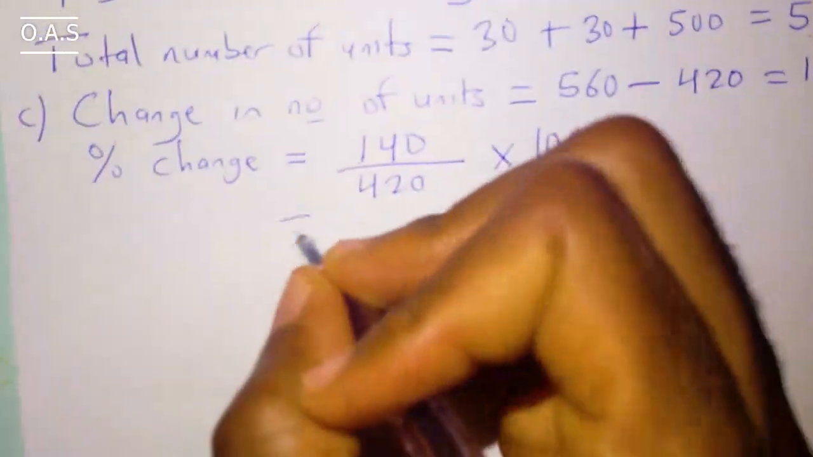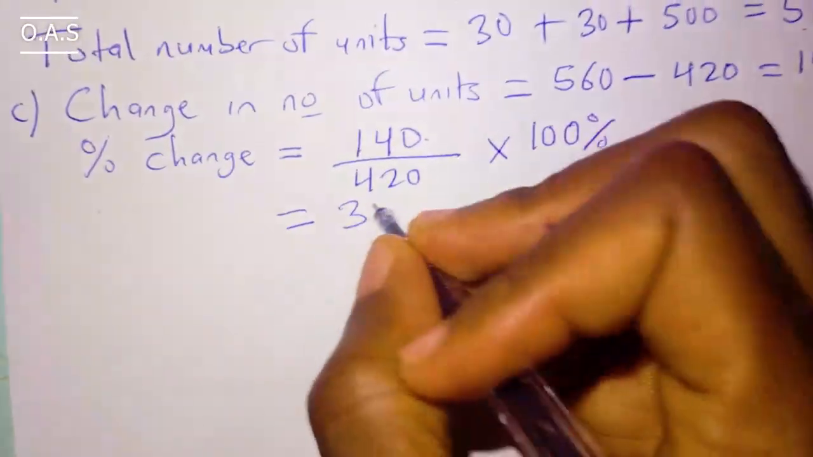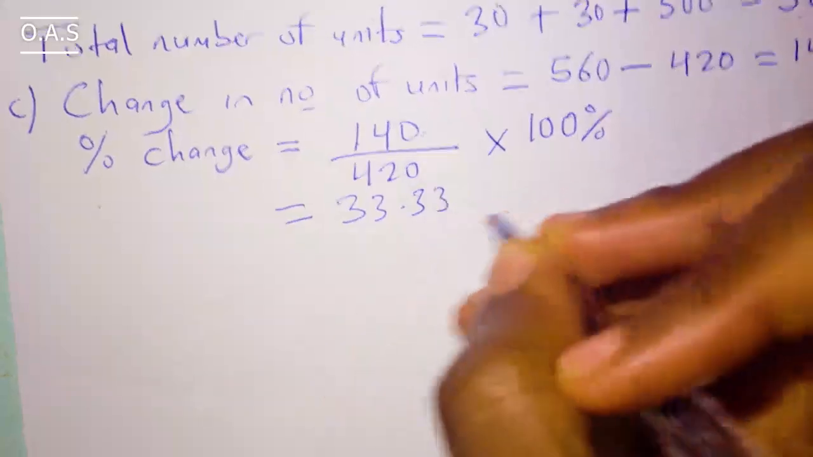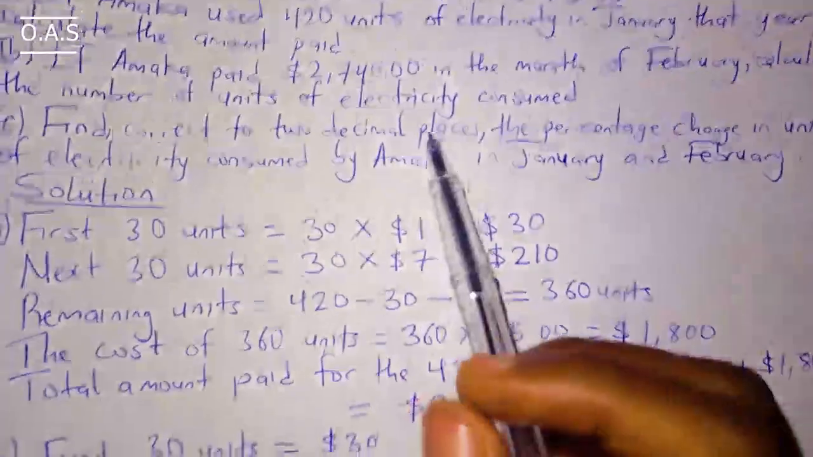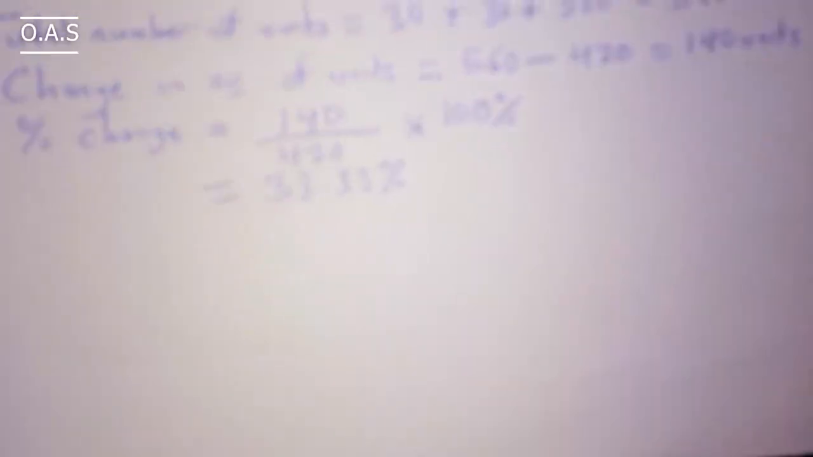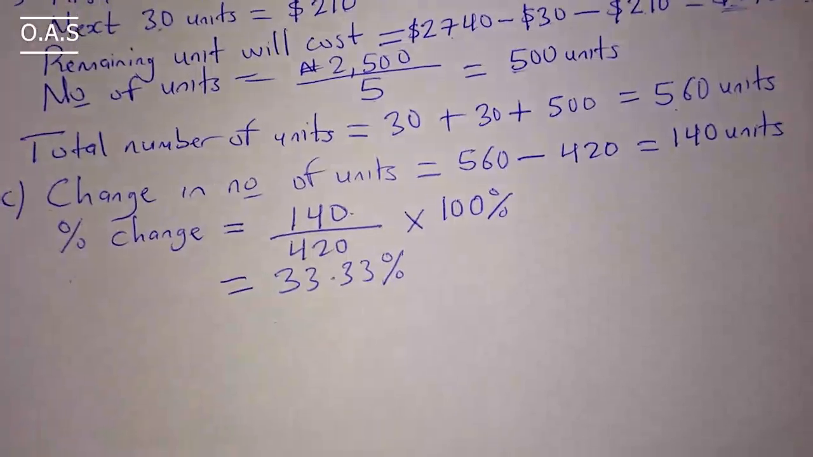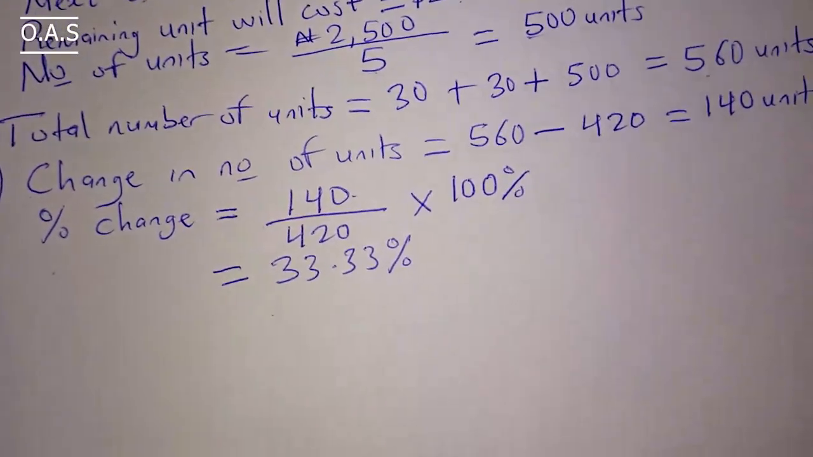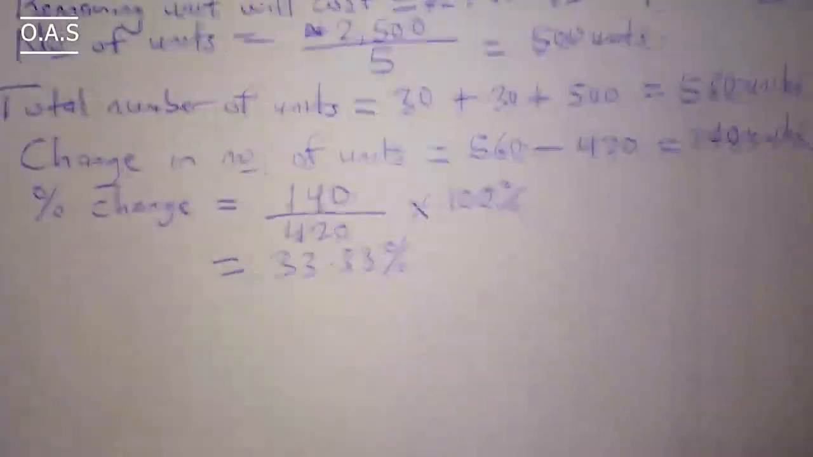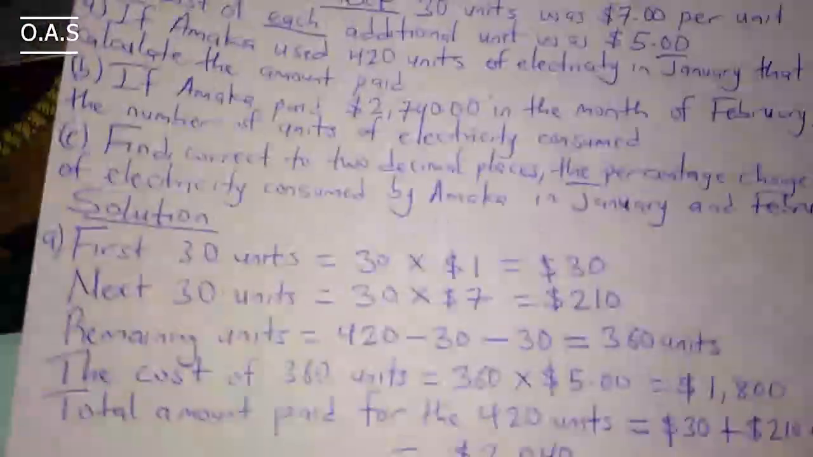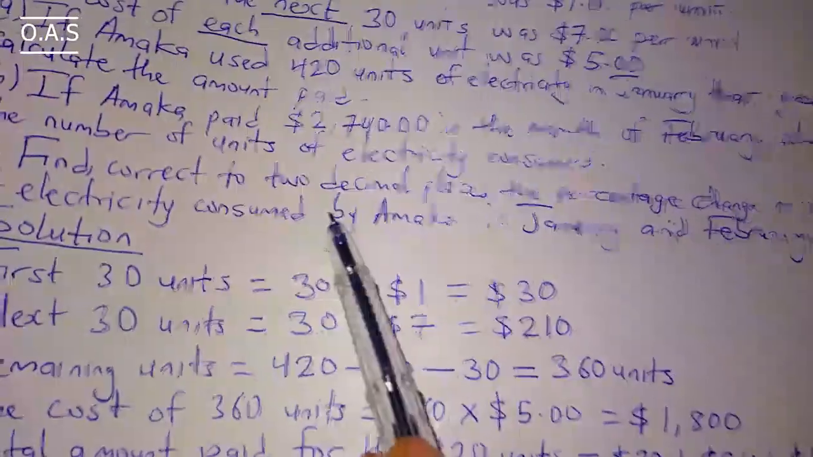And when you compute this, you are going to have 33.33%. Remember they said to two decimal places, and that is what I've done here. So if you don't approximate to the correct level of accuracy they ask in the question, you will not be given the answer mark. So it is always important that you take note of the degree of approximation that is required in the question. Here we have two decimal places, and that is what we have here.